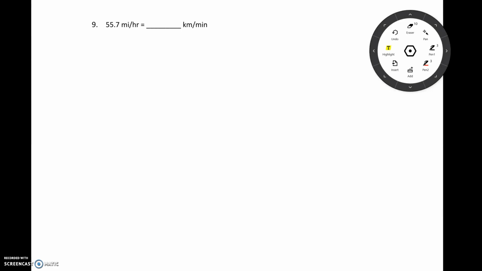This example here is an example of converting a rate. I'm given the rate of 55.7 miles per hour, and I want to convert that to kilometers per minute. What's different about this type of problem is that I have a unit conversion in the numerator, going from miles to kilometers, but then I also have to convert units in the denominator to go from hours to minutes.